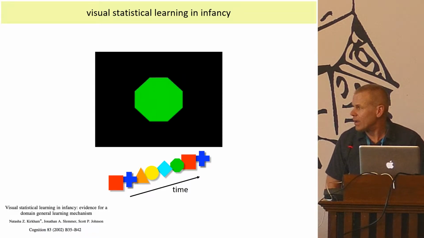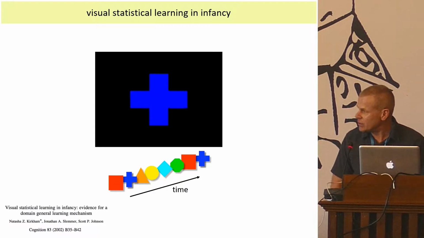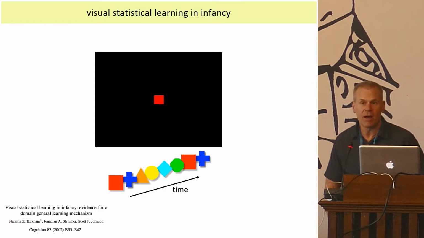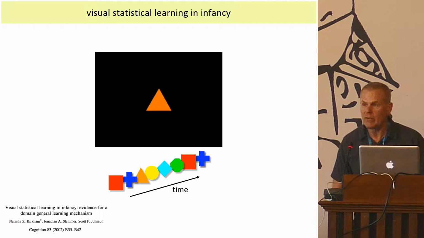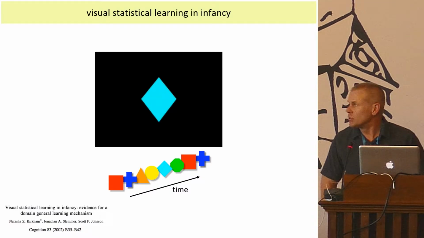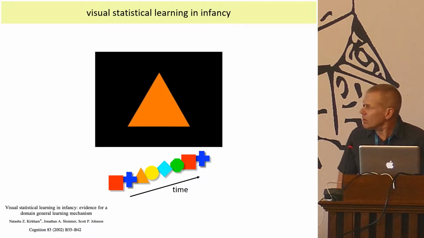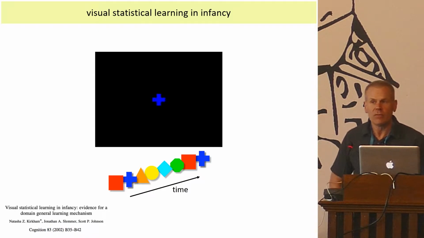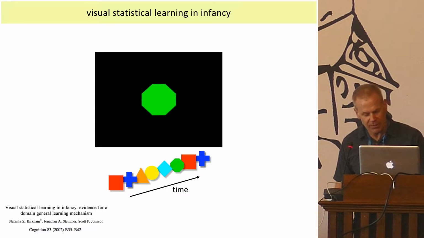There's a square cross, triangle circle, and diamond octagon. And these three pairs are always presented consistently, one after the other, but the pairs are randomly ordered. So statistical learning would be evident in observers being able to recognize the pairs when they're presented by themselves.